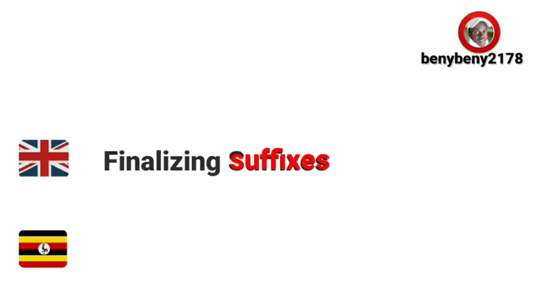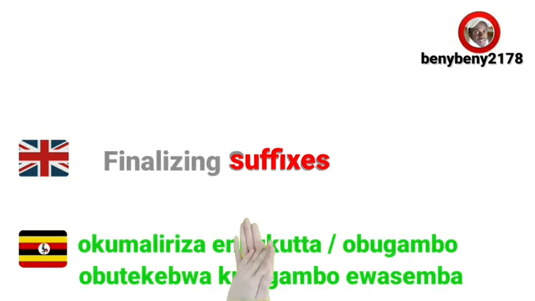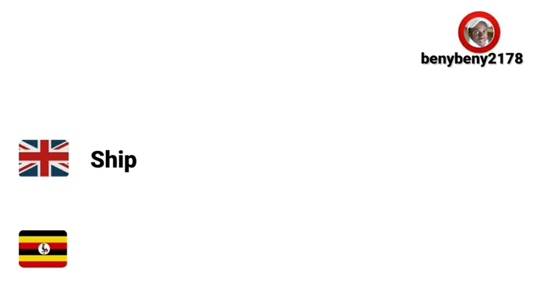Finalizing suffixes. Okumaliriza obugambo oba ennukuta zetuteeka ewasemba ku kigambo okukifuula ekirala. And if you didn't look at my first video about suffixes, please do. Okay, katumalirize suffixes.